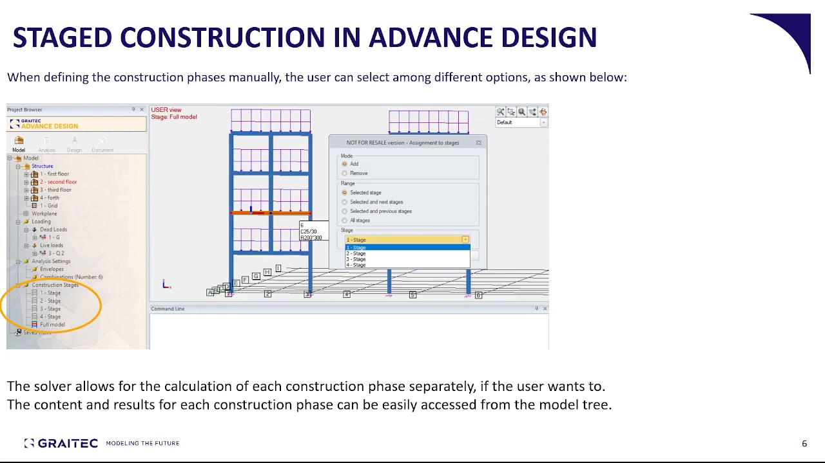The solver allows for the calculation of each construction phase separately if the user wants to. So if you would like to see the results only on two or three different stages, the solver gives you this option. Otherwise, when selecting the full analysis and design, you get the results of the full model with all the stages applied. The content of each construction phase, as well as the results for each construction phase and the full model, can be easily accessed from the model tree by hiding and unhiding each stage accordingly.